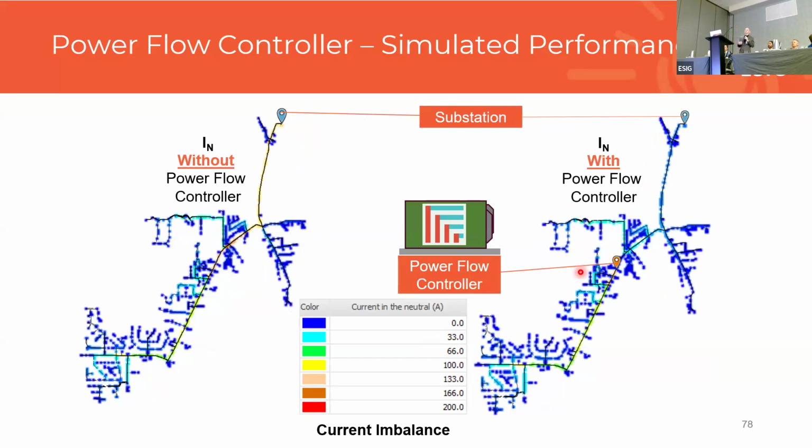So then we can look at the simulated performance of the device. On the left, we have without the power flow controller. So we still see the neutral current going all the way down the circuit. But on the right, we have the power flow controller on. And what we immediately see is that the neutral current from the feeder all the way down to where the device is specified has turned to that blue color, which means it's dropped from about 150 amps down to maybe 20 or 30 amps. So we're maximally utilizing this device.